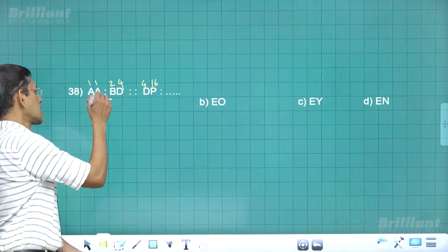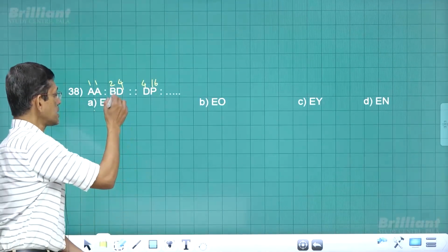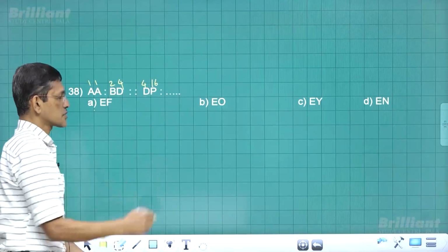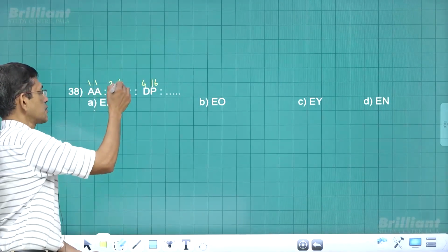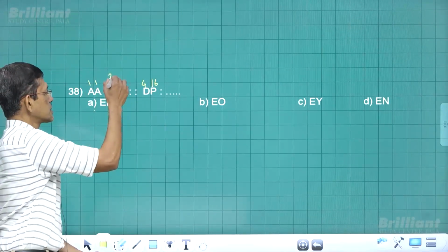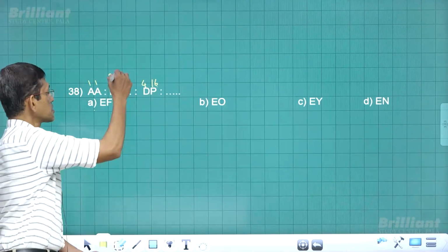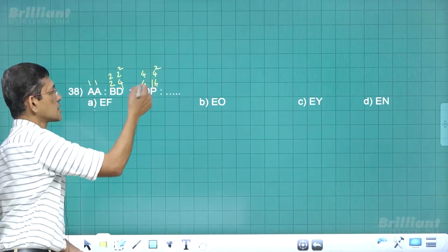Then this is A and A, the same letter, so A repeats. Here B and D, so B doesn't repeat. And here D and P, so D doesn't repeat. What is this 1 and 1? 2 and 4 means 2 into 2 is 4. Then 4 into 2 is 8, but it's 16. So the next possibility is 2 and 2 square. This one is 4 and 4 square.